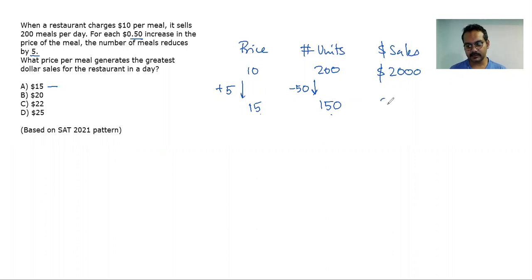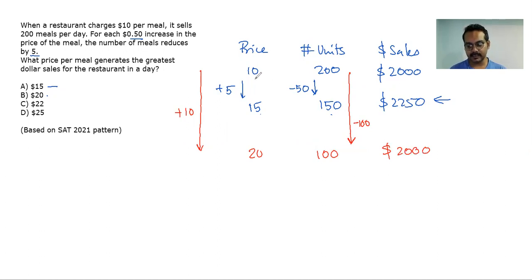15 times 150 is 2250. You can use your calculator for this. Clearly this is a higher value, so this is a possibility. Now let's look at 20. Let's say 20 is the price. From 10 we have added 10. So for 5 the units reduce by 50, for 10 it would be minus 100, and we would have 100 units. The total sales dollars would become again 2000.